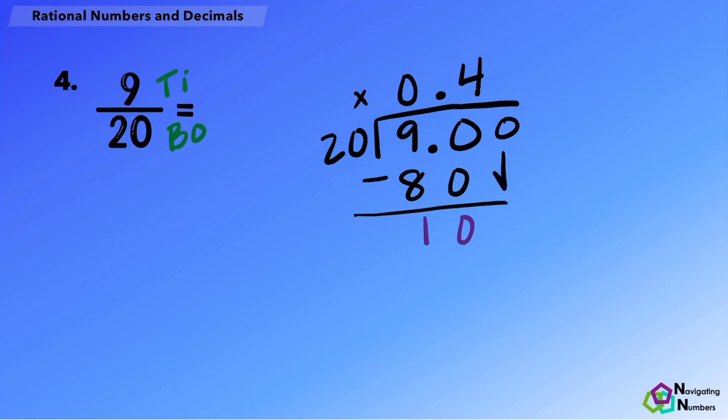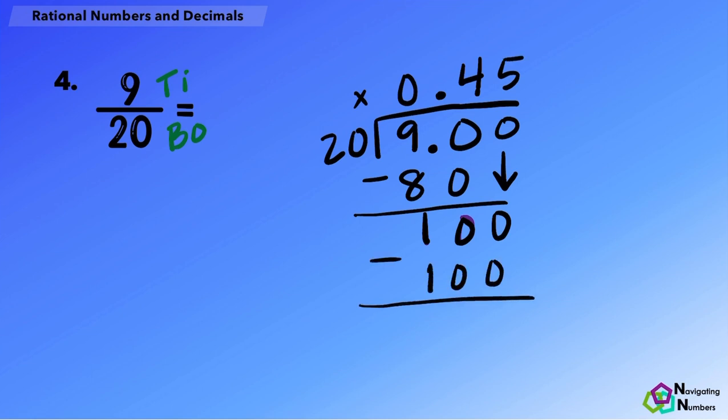Bring down a 0. So how many times does 20 go into 100? 20 times 5 would give me 100. 100 minus 100 gives me a remainder of 0. That means that 9 over 20, or 9 divided by 20, is the decimal 0.45.